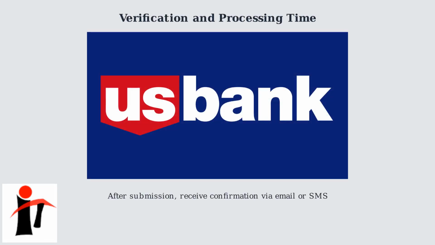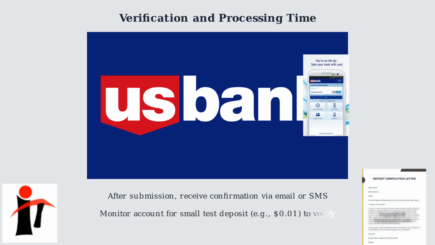After submitting your direct deposit form to U.S. Bank, you will typically receive a confirmation via email or SMS to acknowledge receipt of your information. Next, monitor your account for a small test deposit, usually just 1 cent, which serves as verification that the account details are correct. You may need to confirm this deposit with your employer or payer.